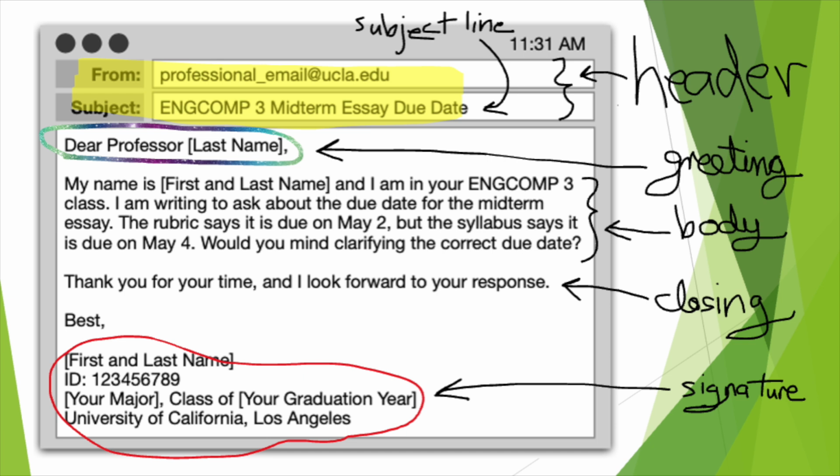So here is an example with my messy writing in black. You can see that the header section includes the subject line and the email address of you, the person who is writing. And in the main section of the email, we can see that it is actually divided into four main parts. You have the greeting, the body, the closing, and the signature. Right before the signature, you have a word or phrase that indicates you're finishing your email. In this case, it's best.